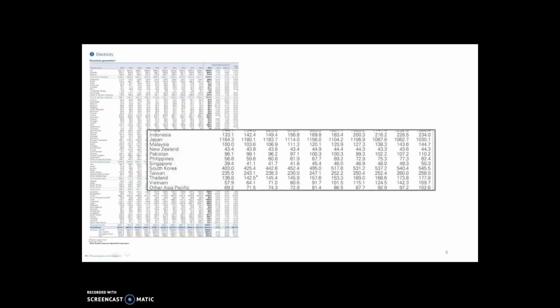This is the statistical review of world energy in 2017. Here we can see Malaysia. Malaysia's electricity generation has increased from 2006 to 2015. This shows that the trend of Malaysia's electricity generation keeps on increasing year by year.